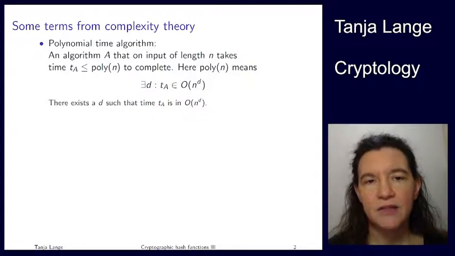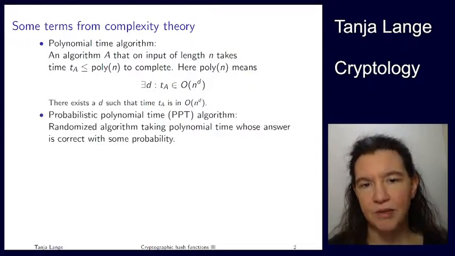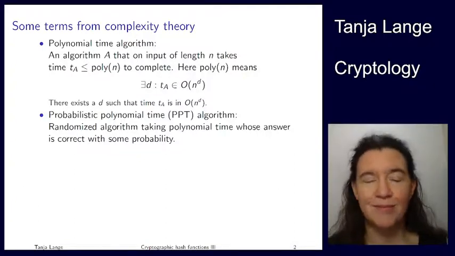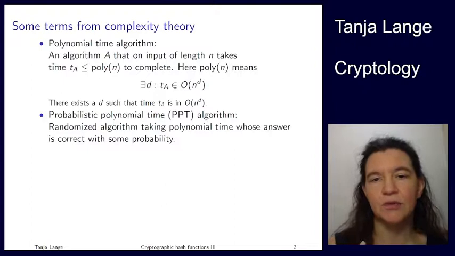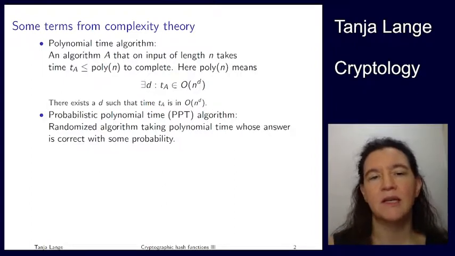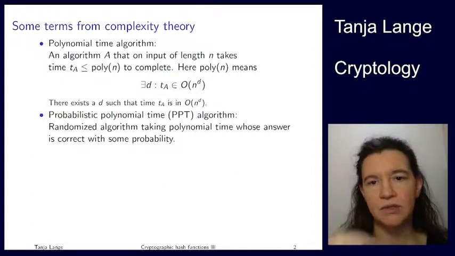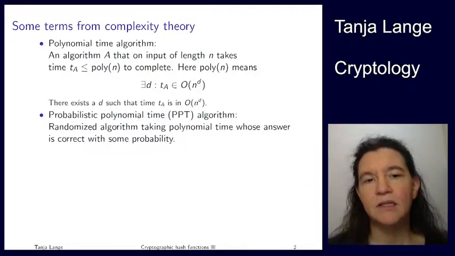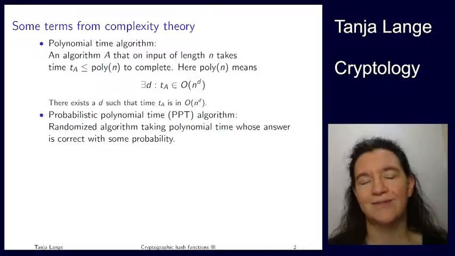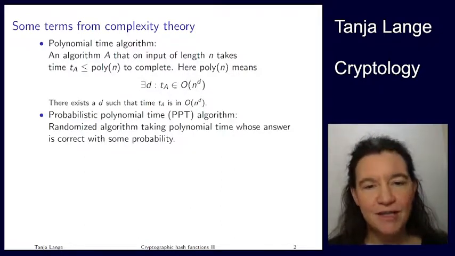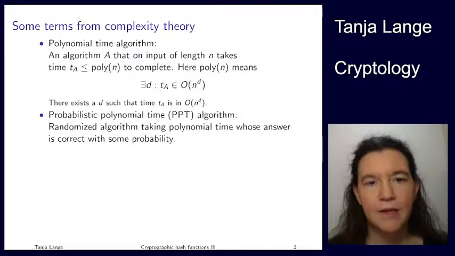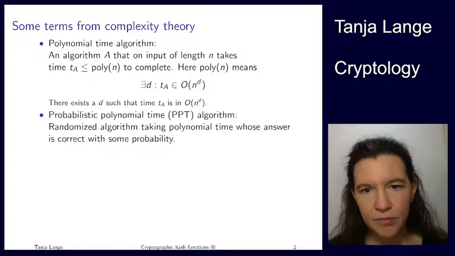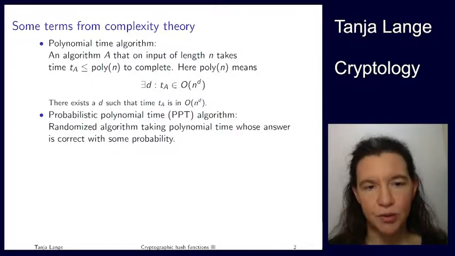And then another thing you often see is a probabilistic polynomial time algorithm. Now, it's a polynomial time algorithm which is probabilistic, meaning it is randomized. So there are two places where this is randomized. It is allowed to do coin tosses, so it's allowed to make random decisions. And it is possibly incorrect, or to put it more positively, it is correct with some probability. So a PPT algorithm means it runs in polynomial time and it makes random choices.